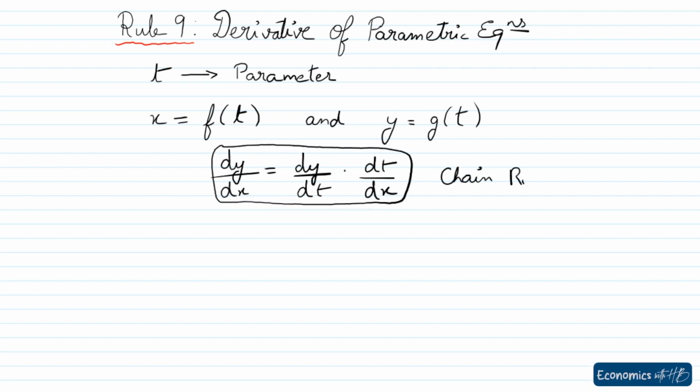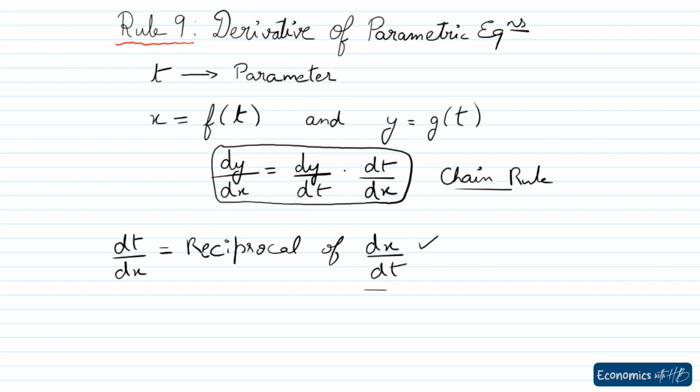There is just one minor twist. x is a function of t, so we calculate dx by dt, that is the derivative of x with respect to t, and then take the reciprocal of that value to get dt by dx. dt by dx, if you see, is just the reciprocal of dx by dt.